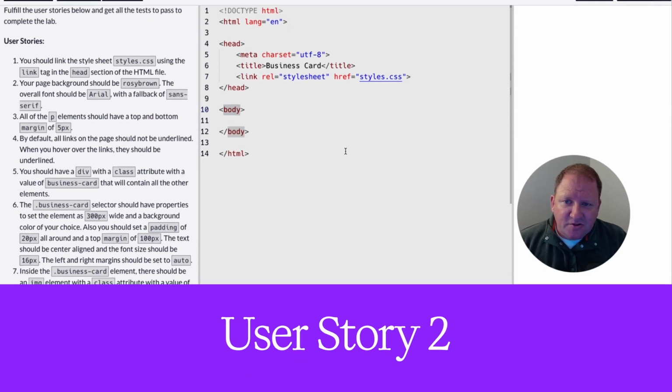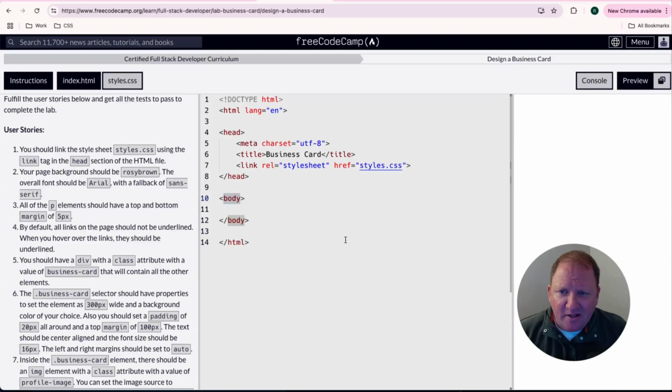We're in user story number 2. It says your page background should be rosy brown, and then the overall font should be Arial, and then you want to have a fallback of sans serif. How do we make this happen? This is going to be our test whether or not we have our link proper.